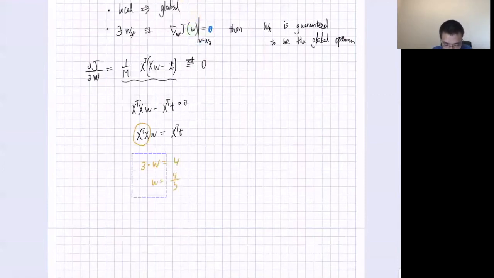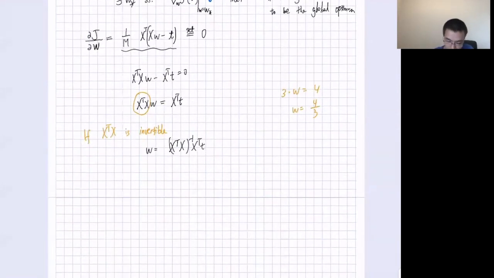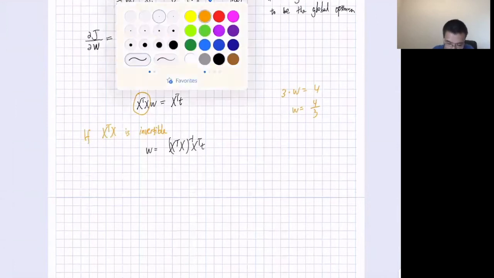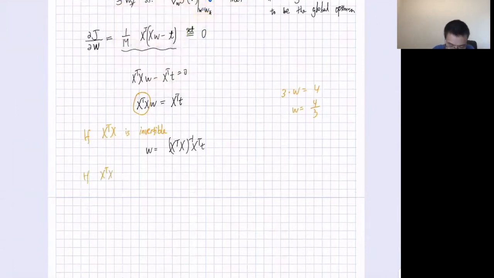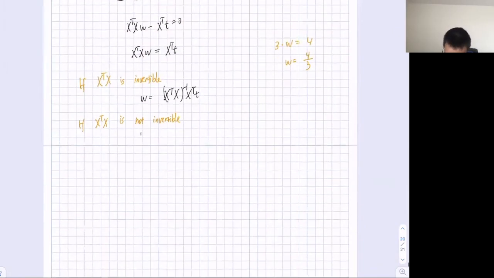But here it's a matrix. If the matrix is invertible, then we can say W is (X transpose X) inverse X transpose T. If X transpose X is not invertible, then we can use the pseudo inverse.